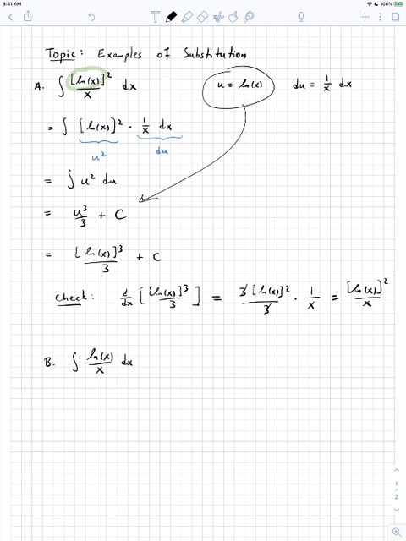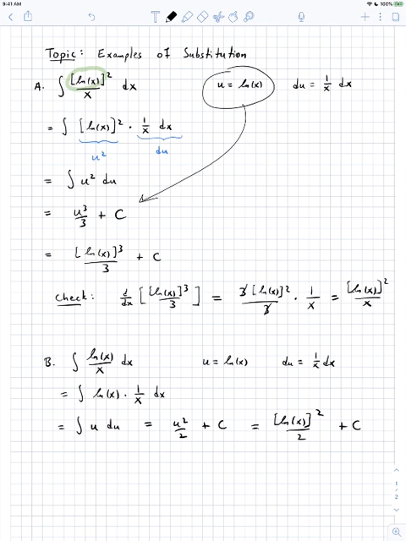But indeed, just like in the last problem, you want u to be ln of x. du is then the derivative, which is 1 over x dx. After that, it happens pretty much the same as the previous problem. We rewrite this as ln of x times 1 over x. And then this is the integral of u du, which is u squared over 2 plus a constant, where of course u is ln of x, so we have ln of x quantity squared over 2 plus c.